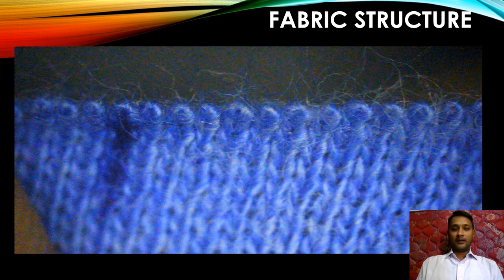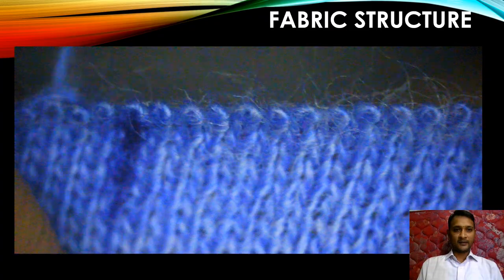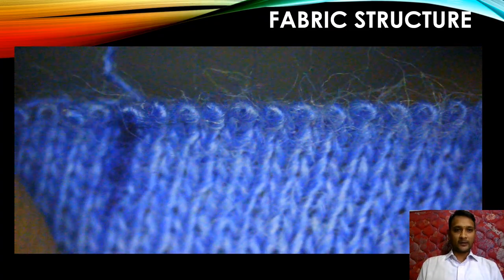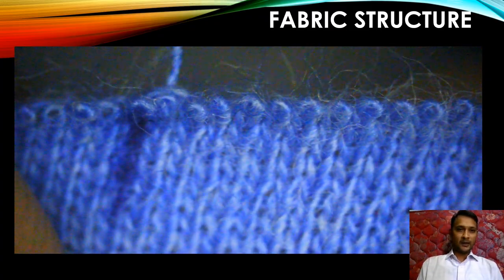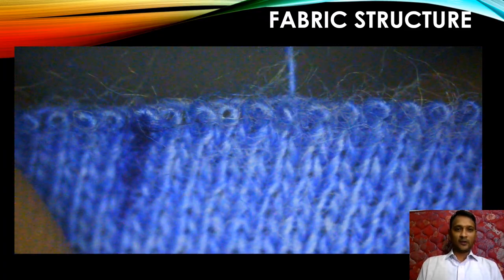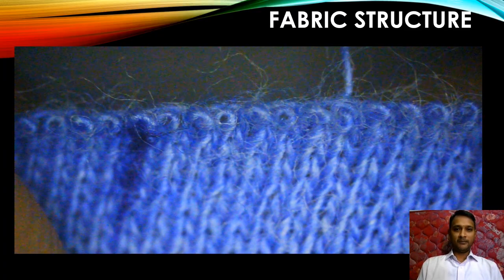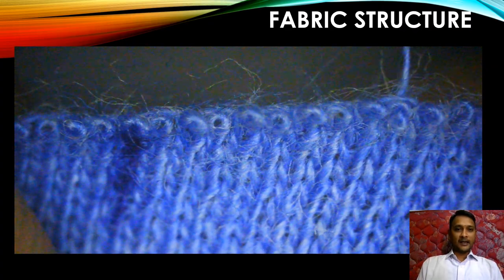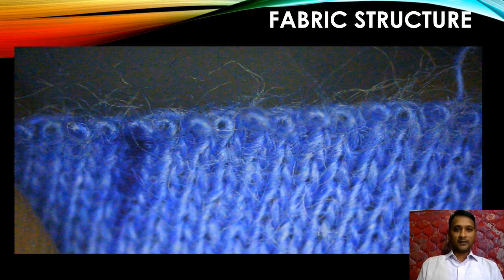Let's unravel the course number 1. After that vertical line, I could see knit followed by miss, knit followed by miss, knit followed by miss. Because actually the yarn travels from needle number 1 to 3 and there is no half moon structure or a complete loop getting unraveled.